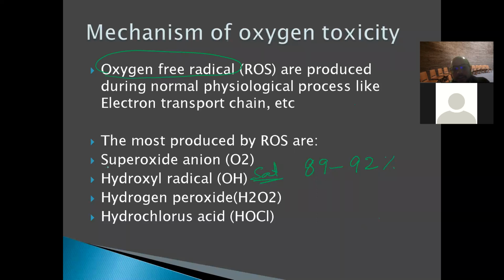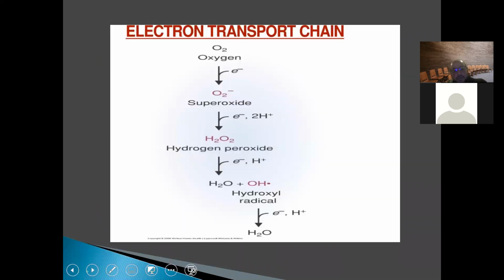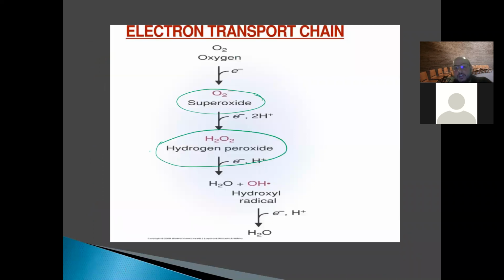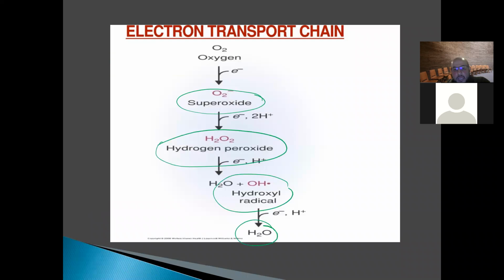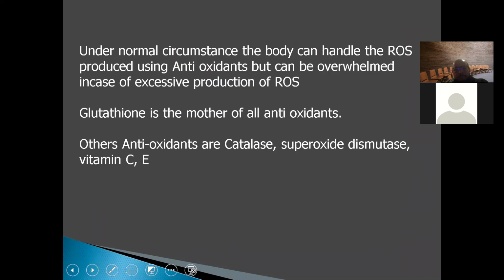What are those? You have the superoxide, hydroxyl radicals, hydrogen peroxide, and hydrochloric acid. Your body has the ability to break down the superoxide and hydrogen peroxide into the hydroxyl radicals, and then into hydrochloric acid. It should be Cl, or here's water, but usually it gives you hydrochloric acid. Okay. Under normal circumstances, your body can handle it, but premature babies cannot handle an excessive amount of oxygen.